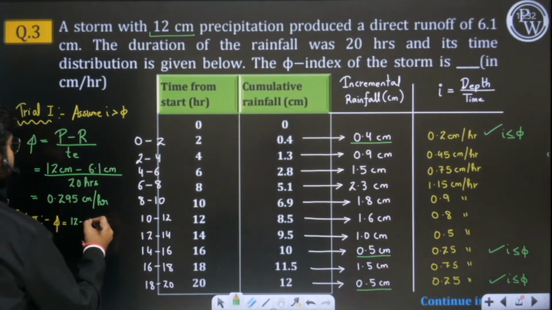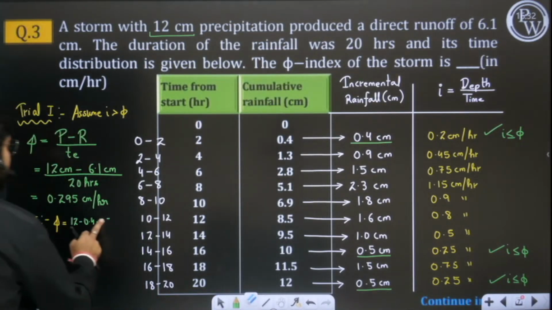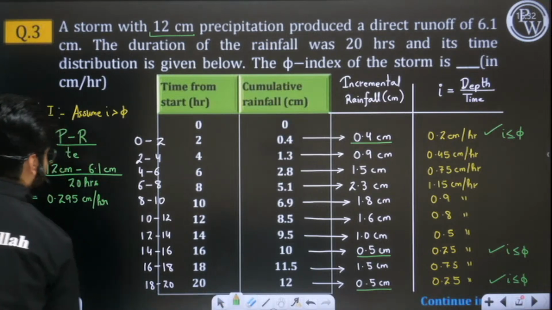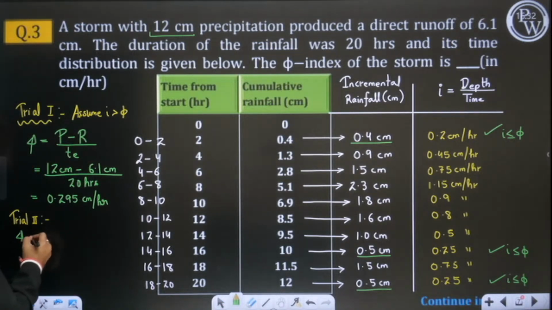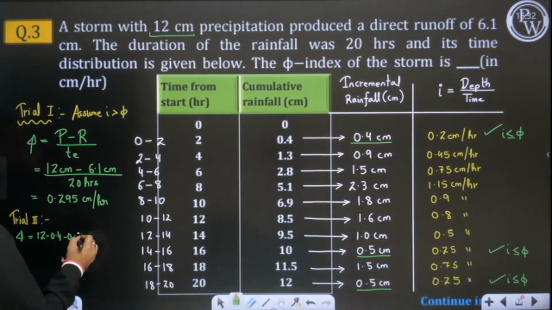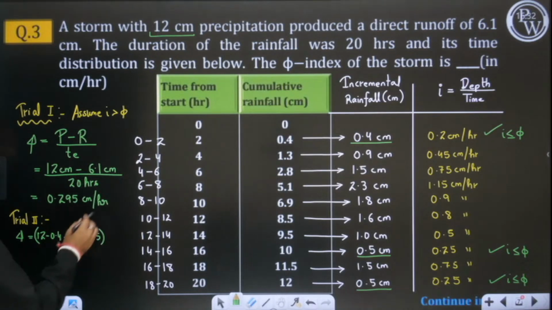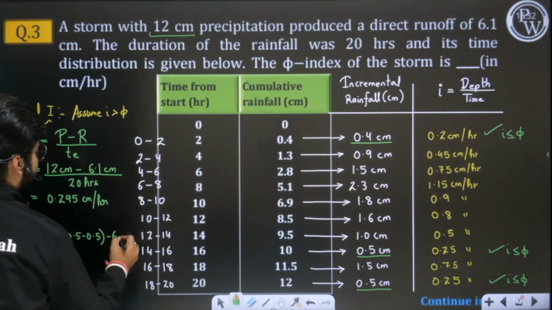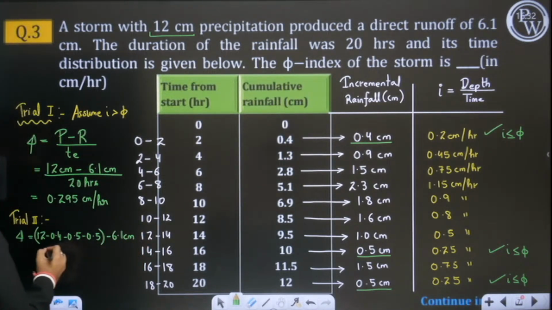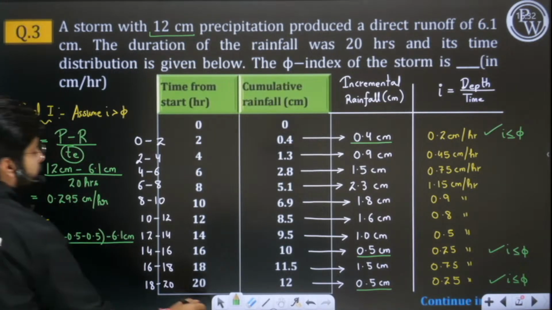Or we can write it separately also. Let me write it here in the next line. From the total, you have to remove 0.4, 0.5, 0.5. Now this is your net precipitation, and now we will remove runoff. But now the excess time is how much?